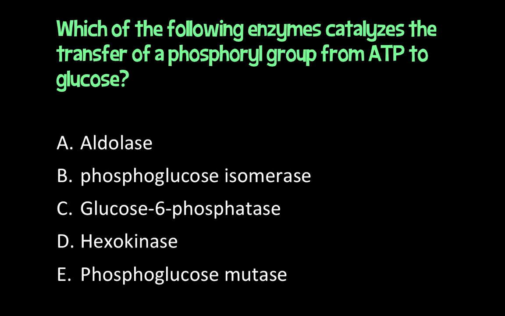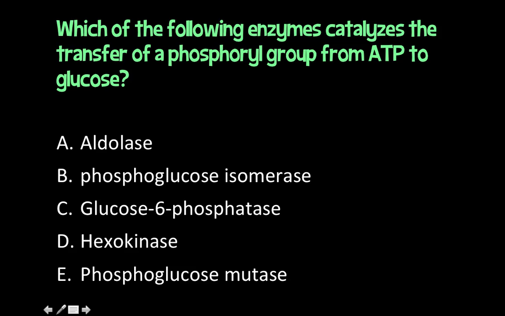So whether or not you knew anything about glycolysis, if you know your basic enzymology, which is taught in year 1, you should know the answer to this question without even knowing anything about glycolysis. Because if you are transferring a phosphoryl group from ATP to glucose, let's break that down. Now if you're transferring, that's a transferase enzyme. So it belongs to the transferase class of enzymes.